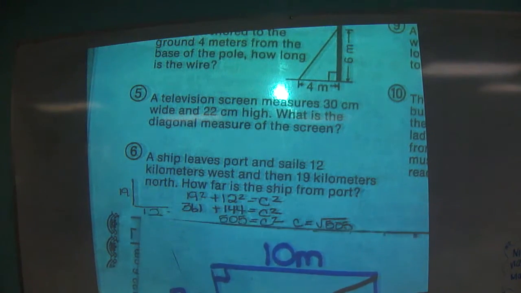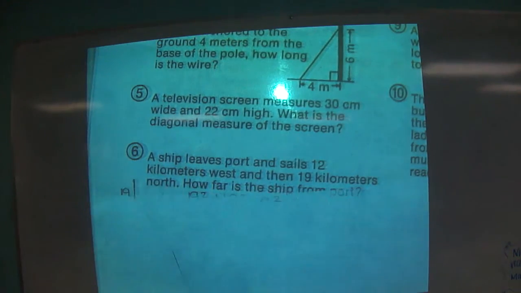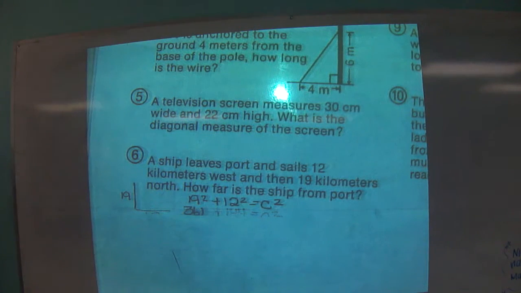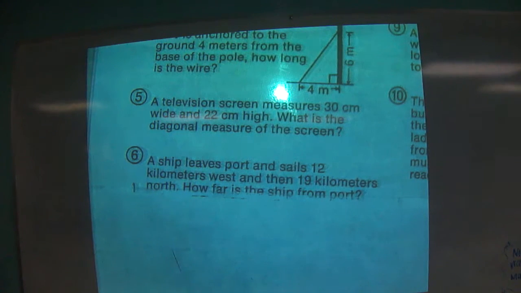We are going to also, so if a ship leaves port and sails, now think about this one. What is the most direct route? A ship leaves port and sails west, then north.